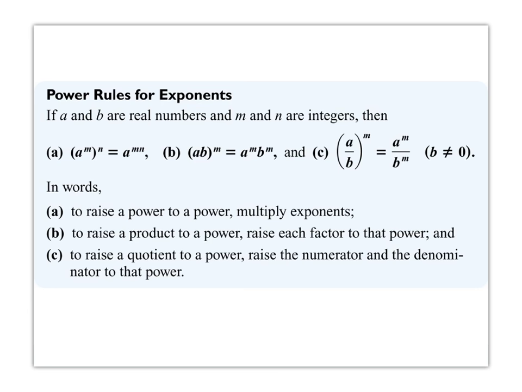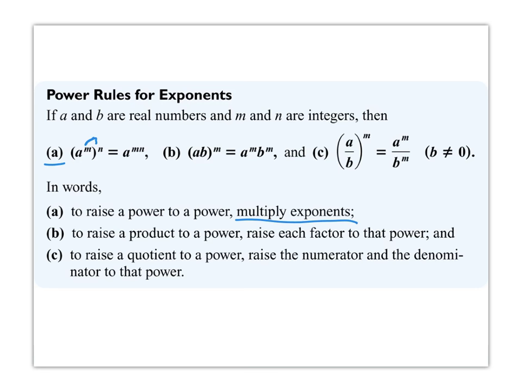Okay, the power rule for exponents is used if a and b are real numbers and m and n are integers. Then for part A, a to the m raised to the nth power is equal to a to the m times n. So let's just look at part A to begin with. A to the m raised to the n. When you have a power raised to a power, then you multiply the exponents. To raise a power to a power, multiply the exponents.